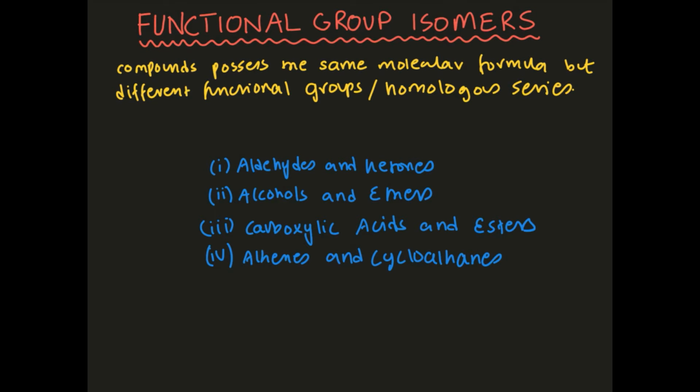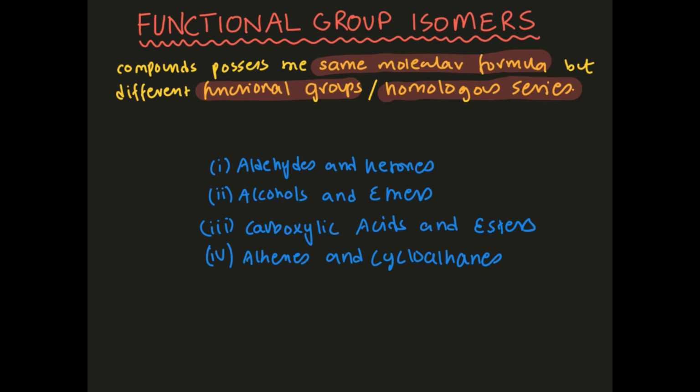Guys, today we're going to be taking a look at functional group isomerism, which is a type of structural isomerism. So first let's take a look at the definition of the term functional group isomerism. This is the type of isomerism that is exhibited by compounds that possess the same molecular formula. However, the functional groups or the homologous series is going to be different.